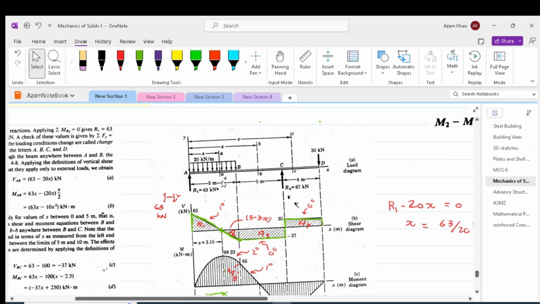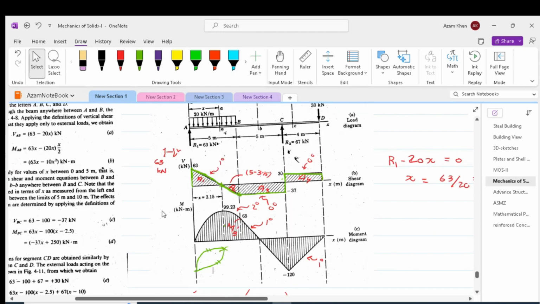Now, as discussed, first of all, we have to determine the reactions. So the reactions at A and C come out to be 63 kilonewton and 67 kilonewton respectively. Now, let us try to draw the shear force diagram.